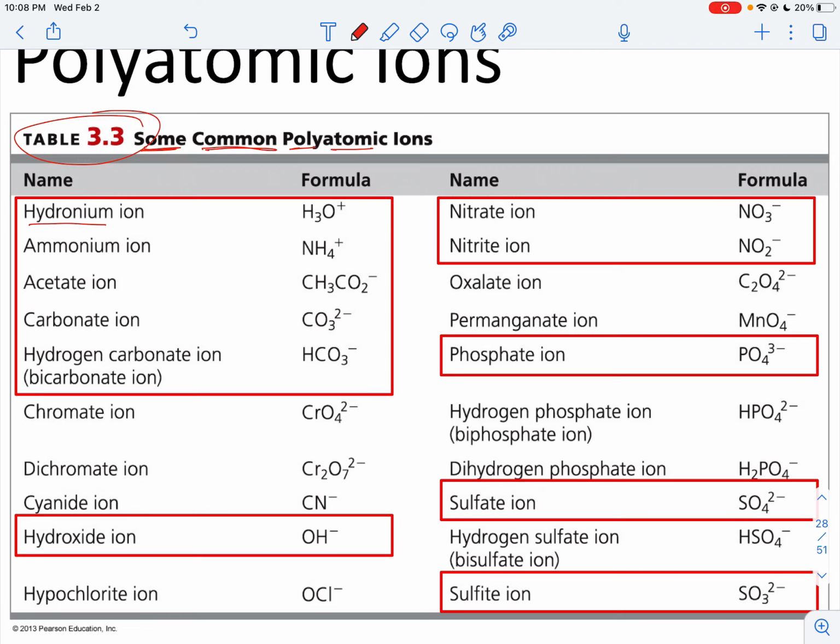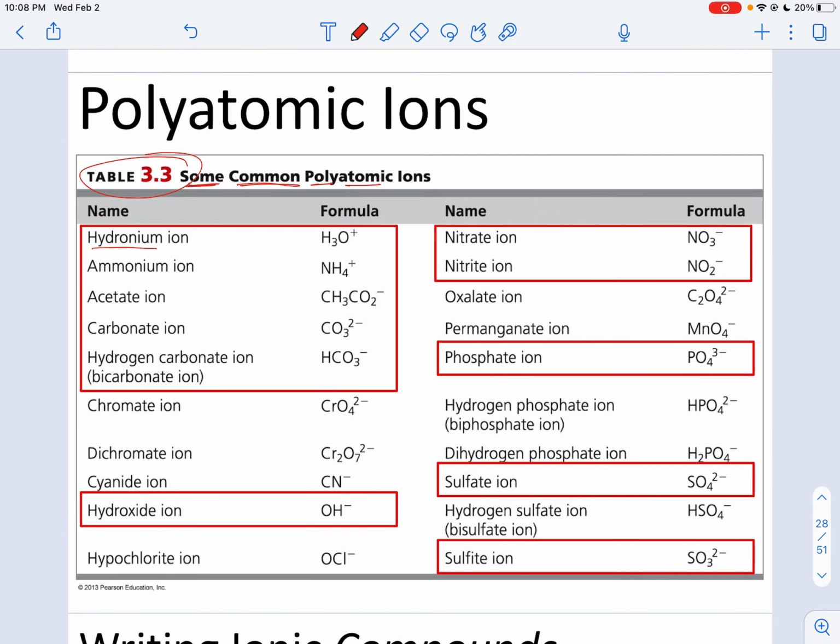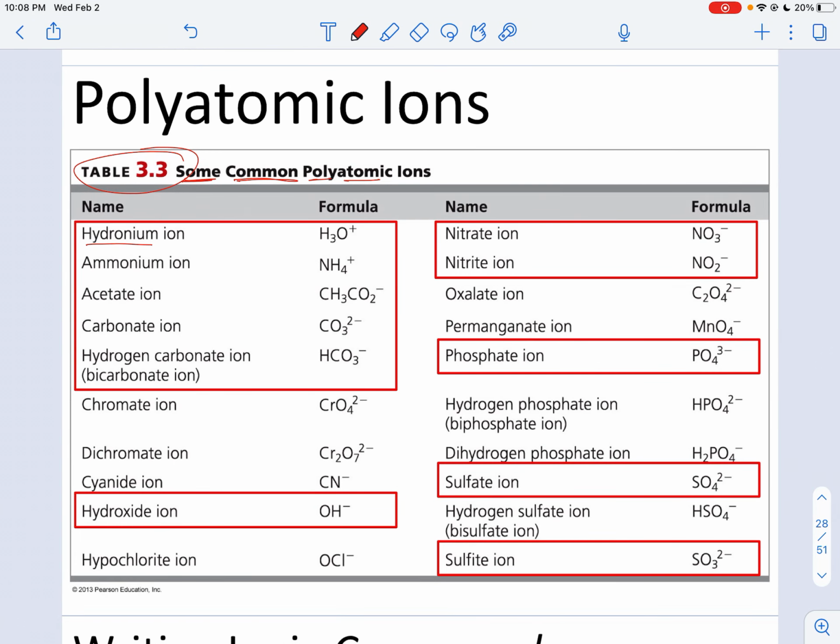I want you to memorize. So there's 11 polyatomic ions that I want you to memorize, and they are boxed in red here. And you need to know them for exam 1. And this is just straight rote memorization. The easiest way to do this is to make flashcards or literally get out a blank sheet of paper and see if you can write them all down. Both the formula and the name of that formula.